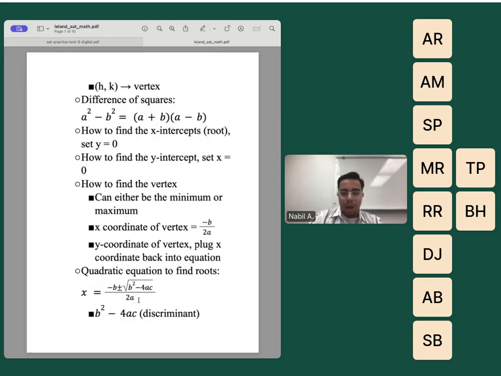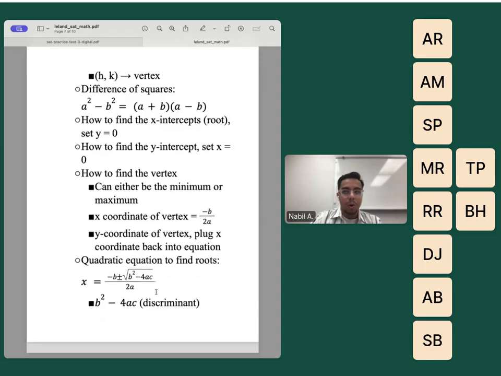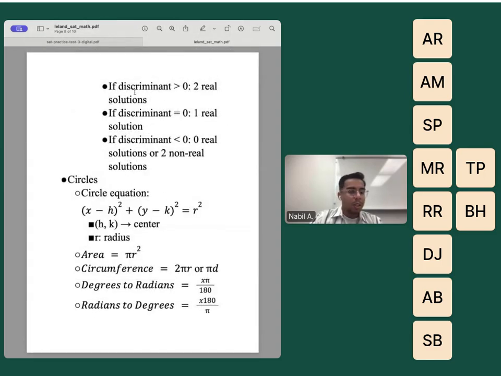It's important to note that inside the radical, the b squared minus 4ac is going to be known as our discriminant. Now, why is that important? Well, if the discriminant is greater than zero, then we know that we have two real solutions. If it's equal to zero, that means there's one real solution to the equation. And if the discriminant is less than zero, so basically negative, we can say that we have zero real solutions, or essentially two non-real solutions.